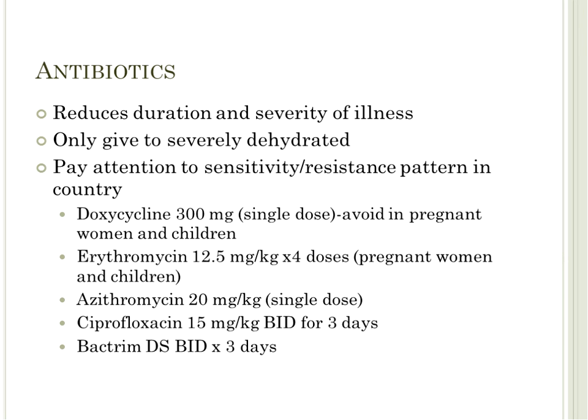So you give erythromycin at 12.5 milligrams per kilo, and you give 4 doses. The good thing about azithromycin is that it is a single dose, 20 milligrams per kilo. But azithromycin is usually a little bit more expensive than erythromycin and more difficult to find. Other drugs that you can give are ciprofloxacin at 15 milligrams per kilo twice a day for 3 days, or Bactrim, double strength twice a day for 3 days.